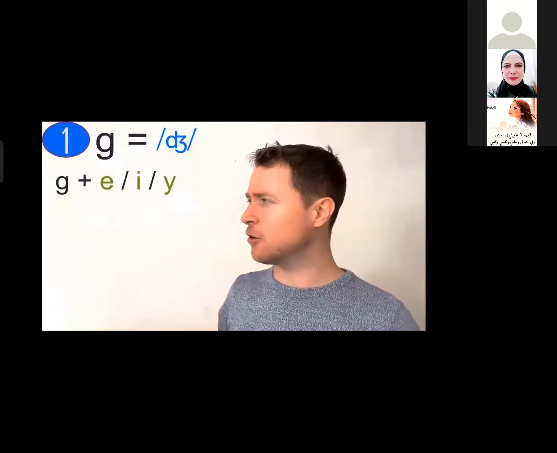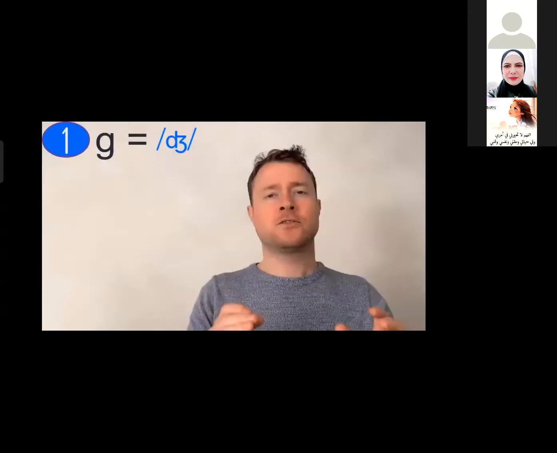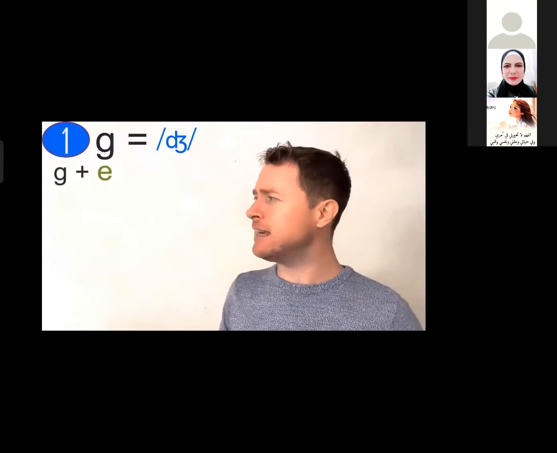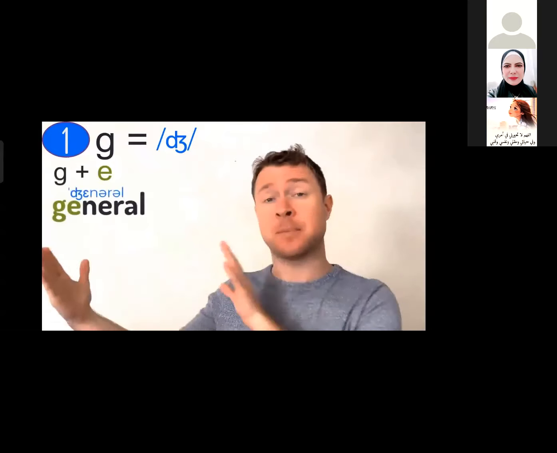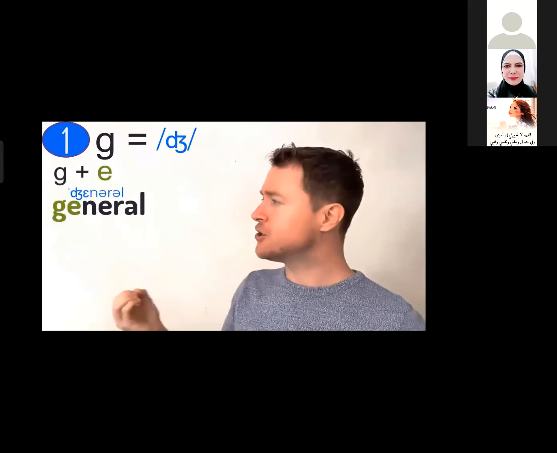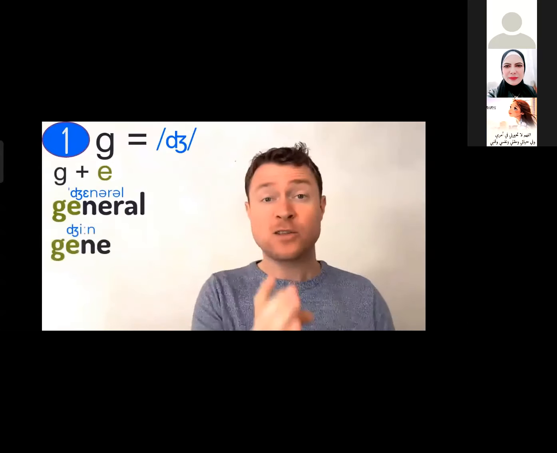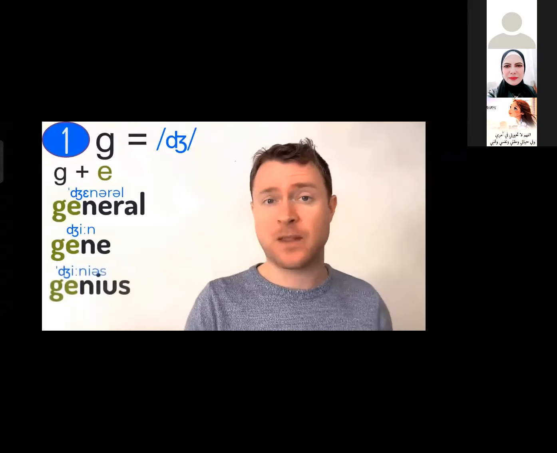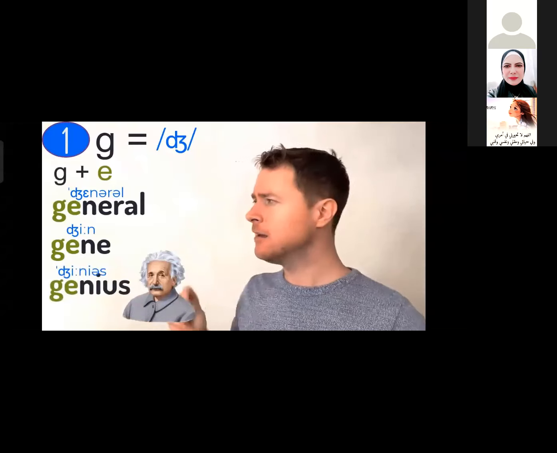Okay, let's start by having a look at G and E, G and I, and G and Y. So, G and E together. Can you think of any words with G and E? Words like general. If we're talking about G and E at the beginning of a word, general. Or gene, as in it's in your genes. Someone who's really, really clever is a genius. You could say Einstein was a genius.